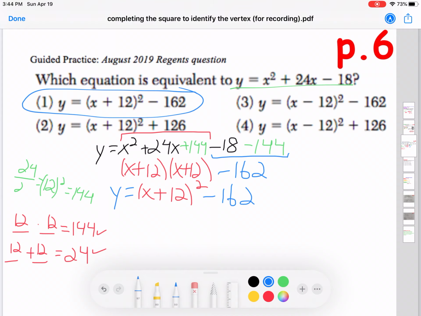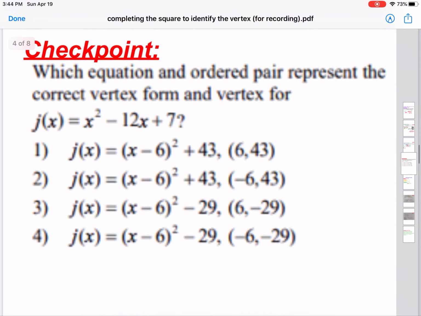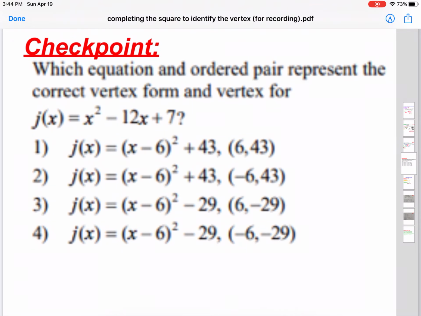At this point, we're ready for our checkpoint question. So please, on a piece of paper, go ahead and try to answer this question. Do not just pick an answer 1, 2, 3, or 4. We want to see your work. Please pause this video and come back when you're ready to go over the answers.